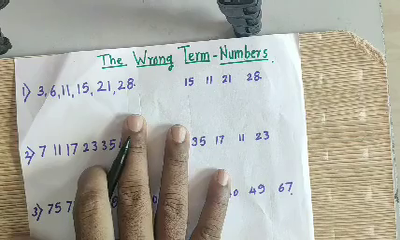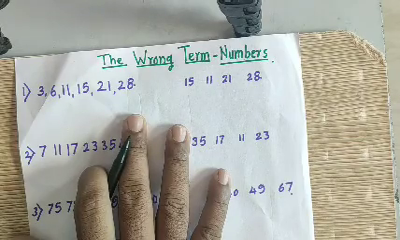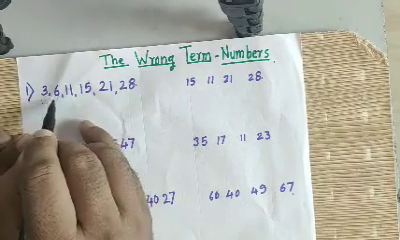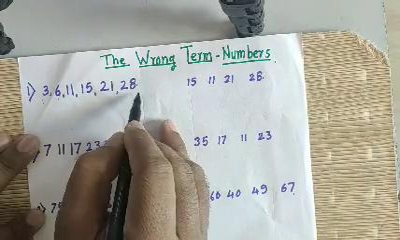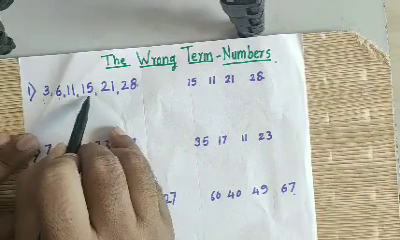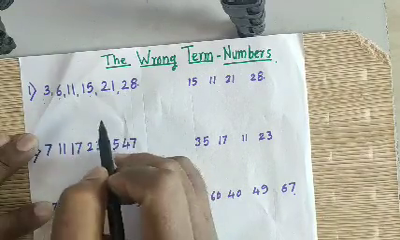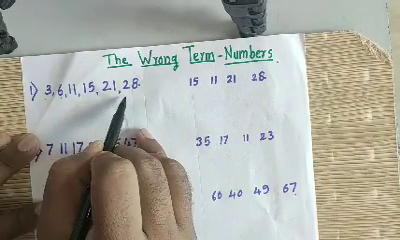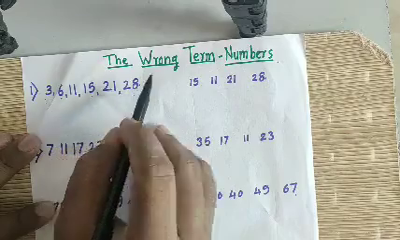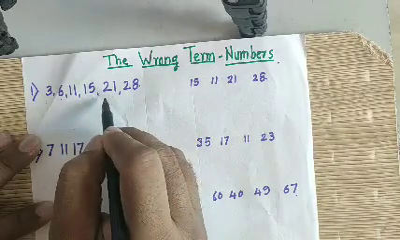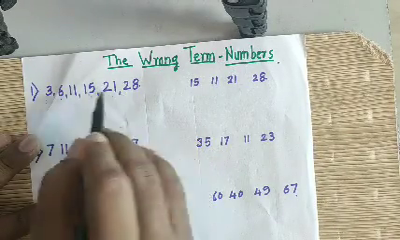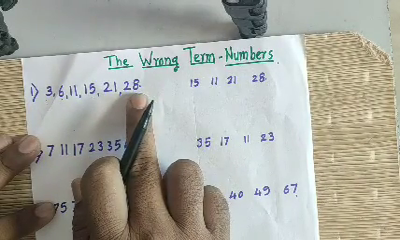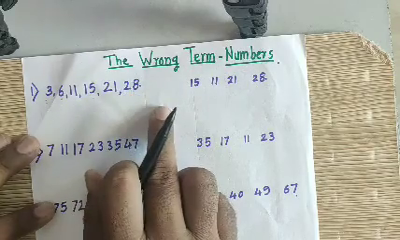In this type of question, a series of terms is given, and we have to find the wrong term of this number series. All these terms follow a certain pattern, but in this number series there is one wrong term which does not follow the pattern of the series. That wrong term should be identified.